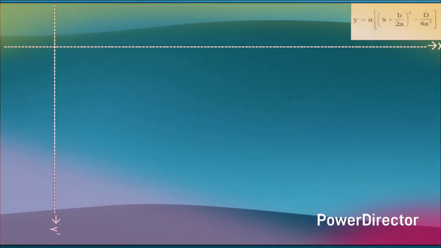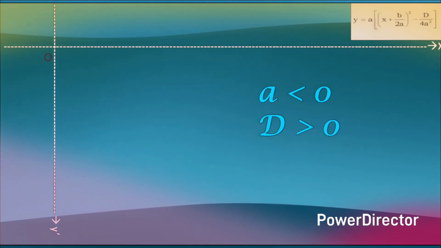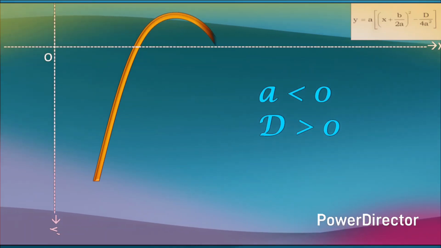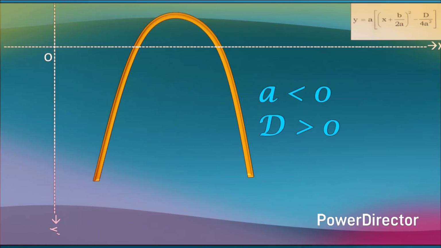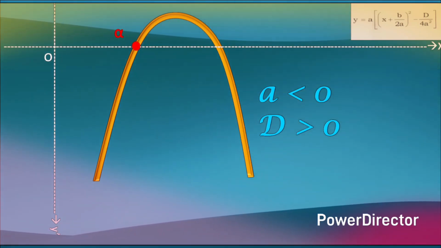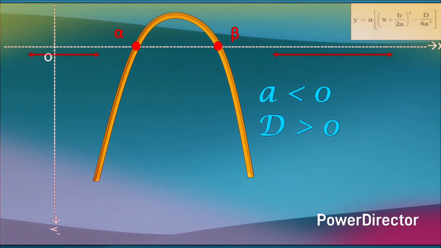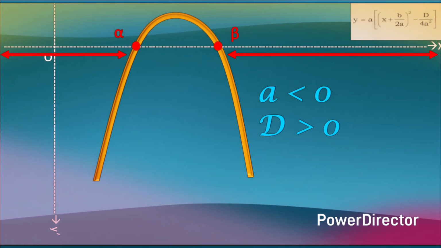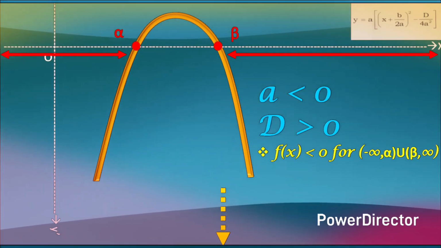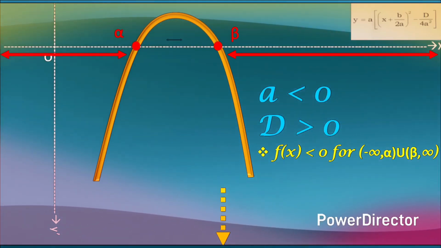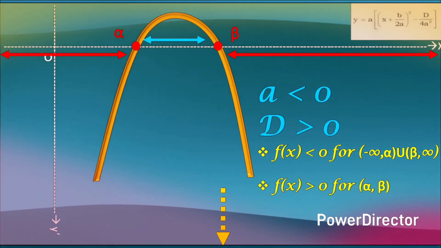And the last case is where a is less than 0 and the discriminant is greater than 0. In this case, we see the curve touching the x-axis at two different places, being downwards: the first one alpha, the second one beta. As usual, from minus infinity to alpha and beta to infinity, it is showing downwards, that means it is negative. And for the portion between alpha and beta, it is showing the upward direction, that is, f of x is positive.